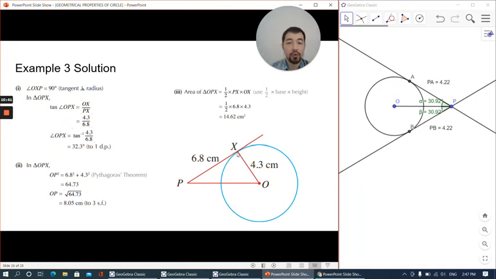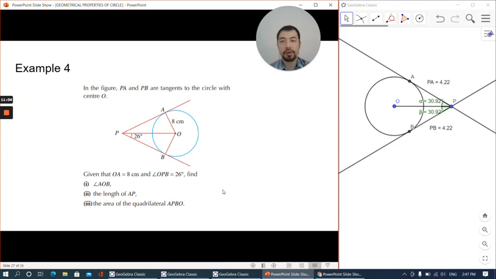And the last one, we want to find the area. Since we already know this is a right-angled triangle, we have the base and the height here, so we can just use these two values to find the area. Half times PX times OX equals 14.62 centimeters squared. Don't forget the unit, right?